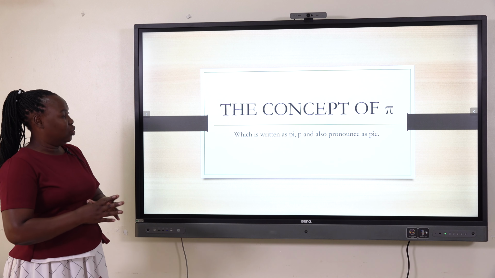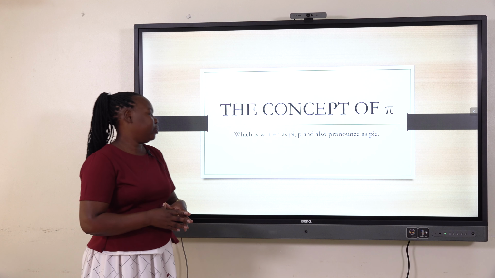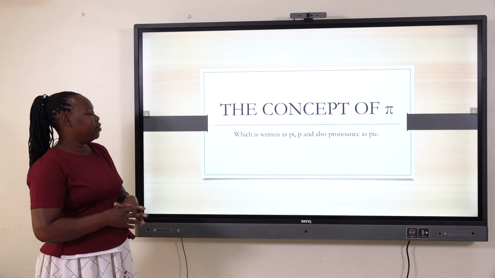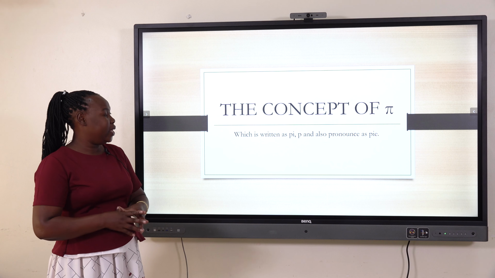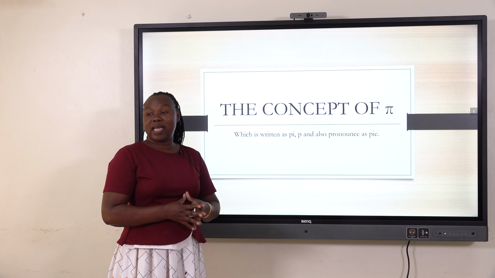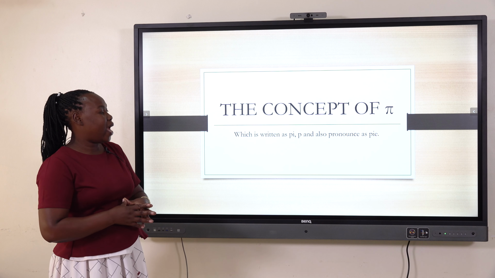Before we go to the calculation, let's see the concept of pi. Pi is written as π. In other books we find it pronounced as pie, with the spelling P-I-E.